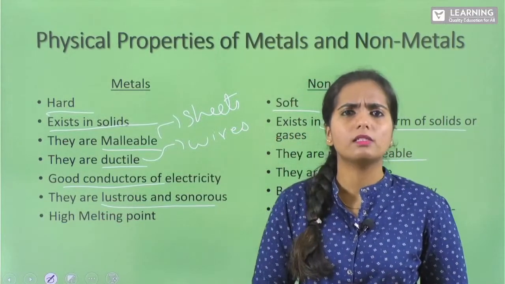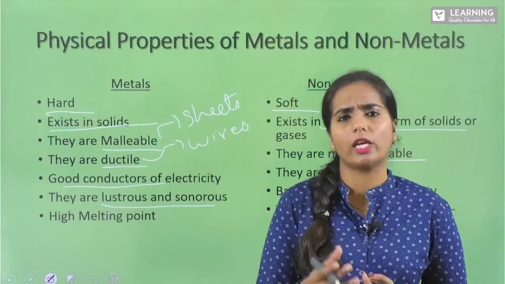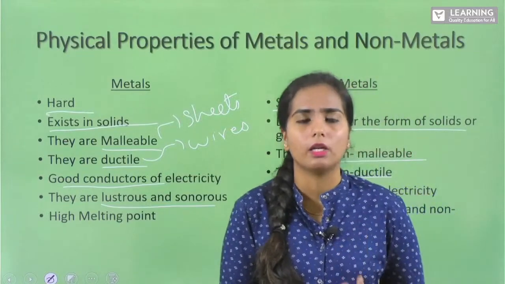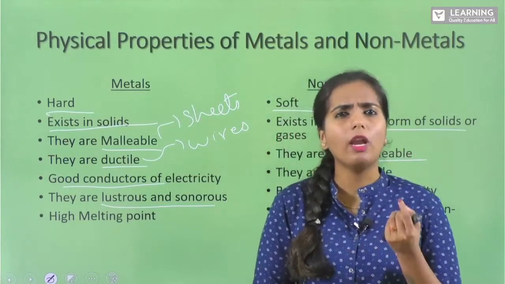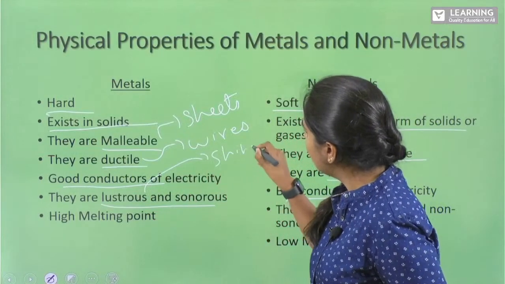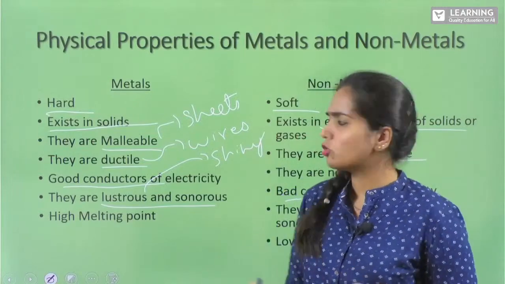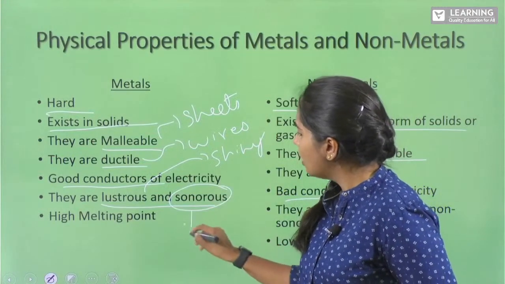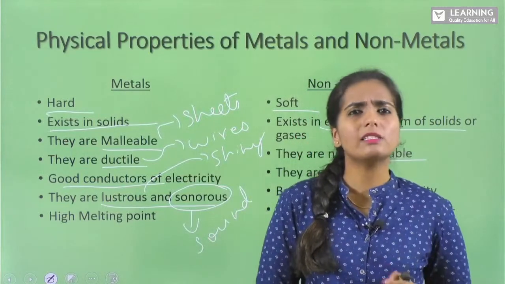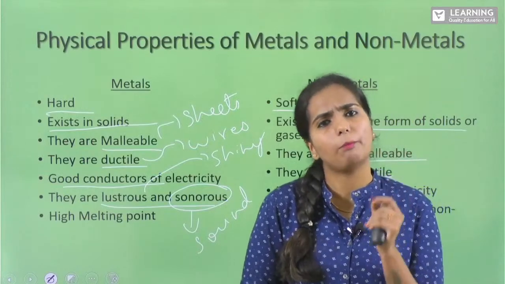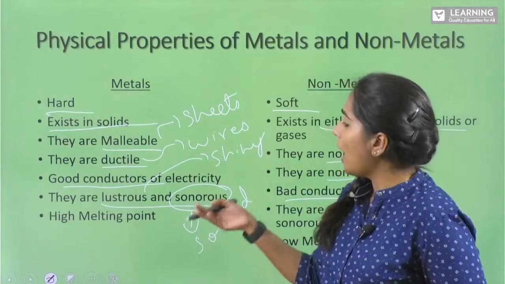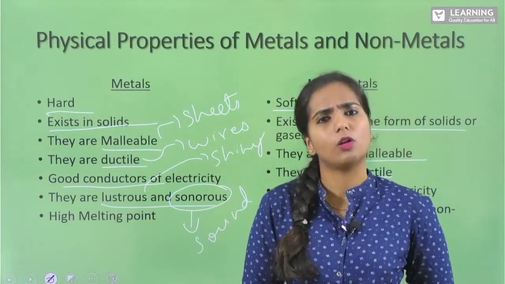What do you mean by lustrous? Lustrous means shiny. When you see gold, platinum, silver, copper, these are all metals, and they are all shiny. So lustrous means shiny. Sonorous is nothing but that it allows sound to pass. So the next important characteristics of metals are that they are lustrous, that is shiny, and sonorous, that is they allow sound to pass.